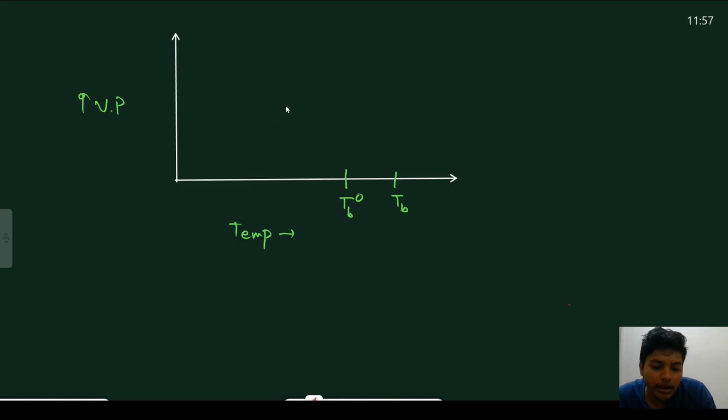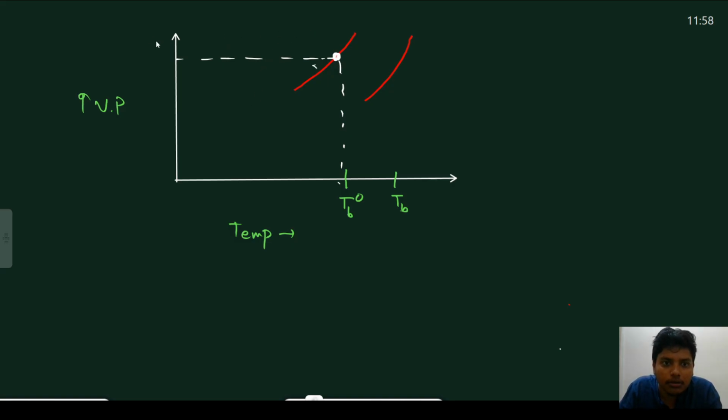When you check the vapor pressure, the solvent graph looks like this, and the solution vapor pressure graph looks like this. If I extrapolate this, the vapor pressure will touch here. What is the value of the vapor pressure here? It will be 1 atmosphere or 1.013 bar. This will be fixed always, because at the boiling point the vapor pressure is always equal to atmospheric pressure.